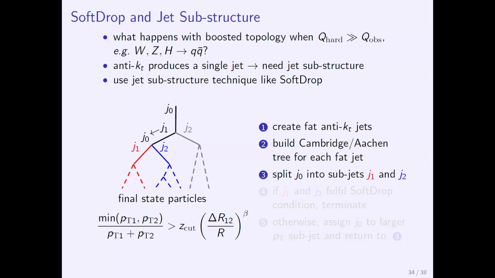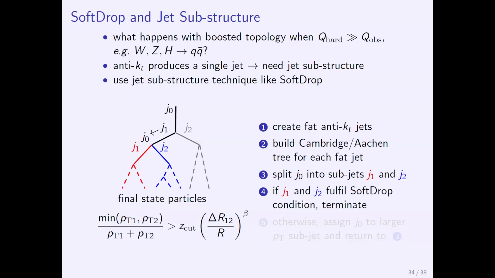Okay, so what we then do is we split this jet J0 into 2 jets, J1 and J2, from this Cambridge-Aachen tree. And then what we do is we choose J1 or J2, or we stop soft drop if the soft drop condition is met. Specifically, this is the soft drop condition here, where this is PT of jet 1, jet 2. This then is the delta R between them. This is some R parameter that we have, and then this beta is a parameter for the soft drop as well.